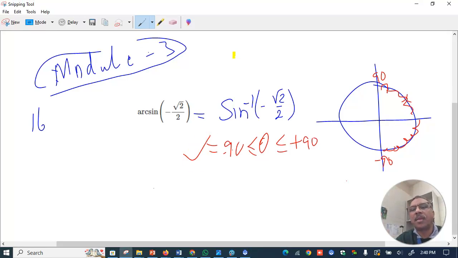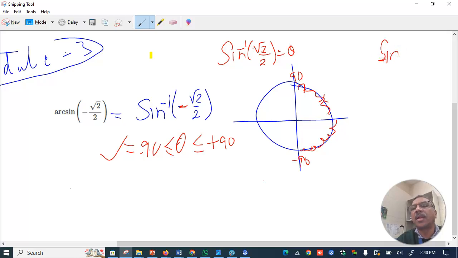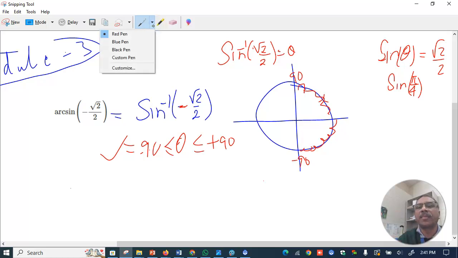Assuming this negative wasn't there, what if it was just sine inverse of root 2 divided by 2? We need to know the angle whose sine is root 2 over 2. We know that it has to be pi by 4, which is 45 degrees. So on the graph, 45 is halfway down from 0. So this is pi by 4.